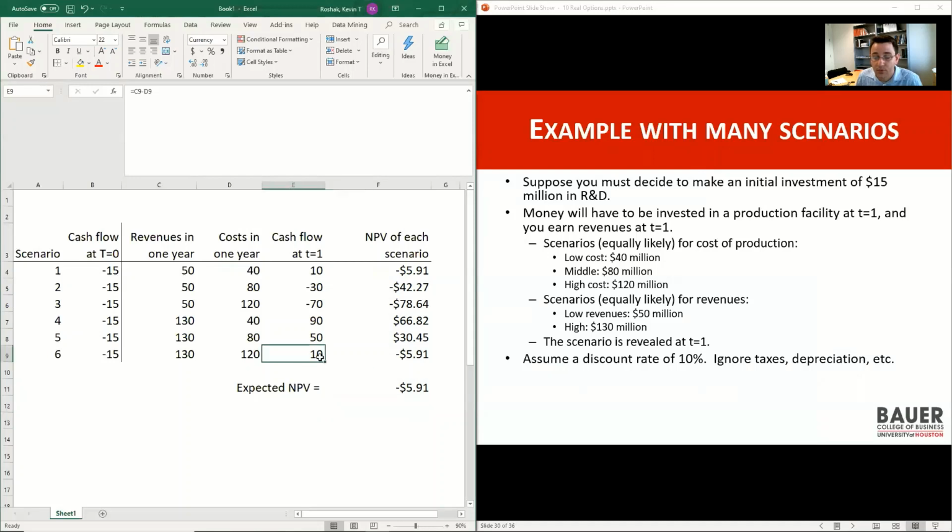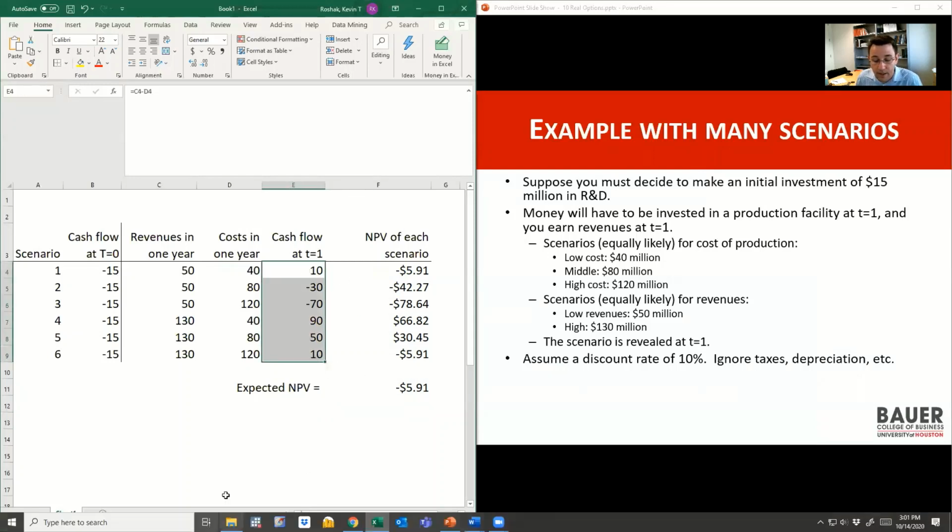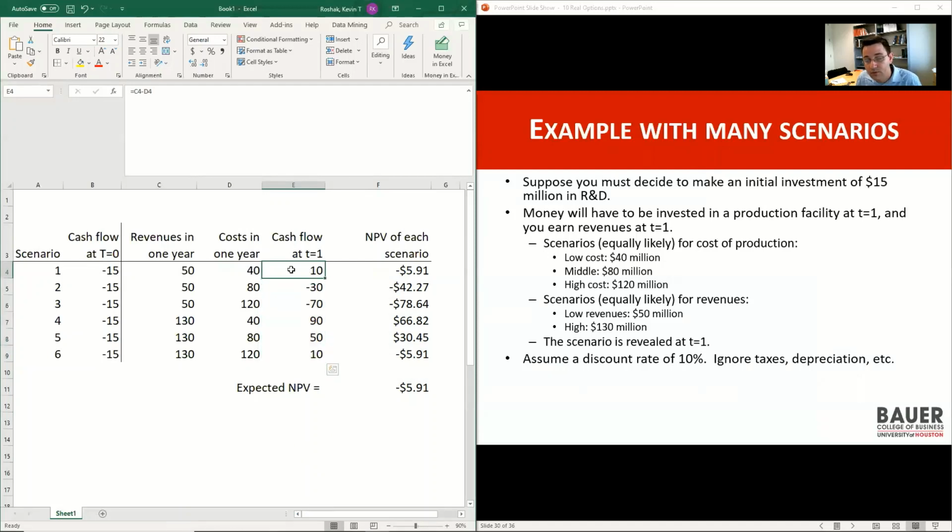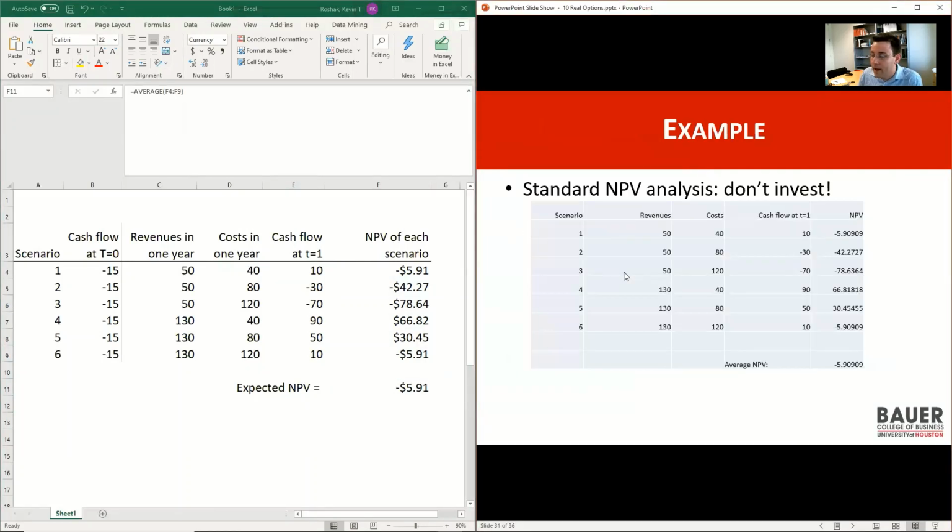Essentially, on average, we're expecting to get $10 at time 1. You can see that here if you highlight all of the cash flows at time 1. You see the average is 10. So with a $10 cash flow at time 1, we have a negative 5.91 NPV for the entire project. Standard analysis says don't take it. It's bad expected NPV. Pass. It's all laid out here in the spreadsheet.